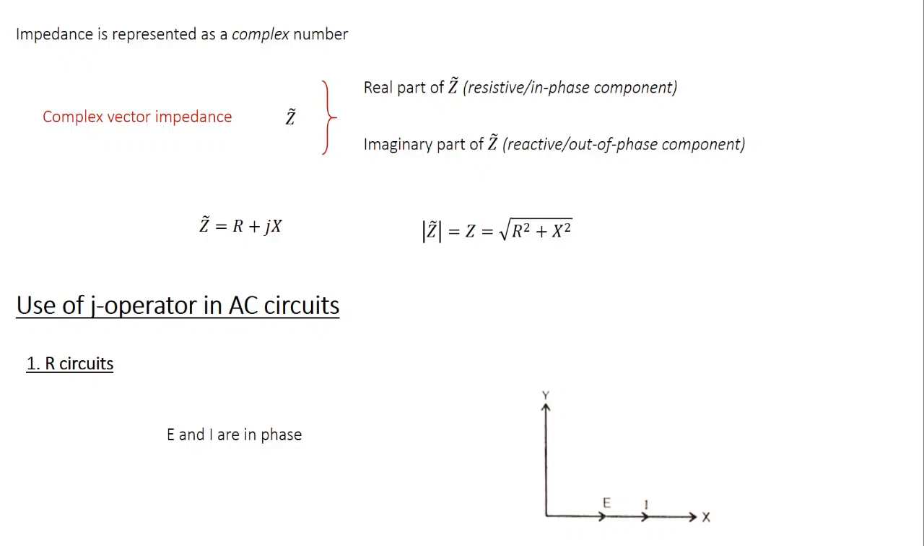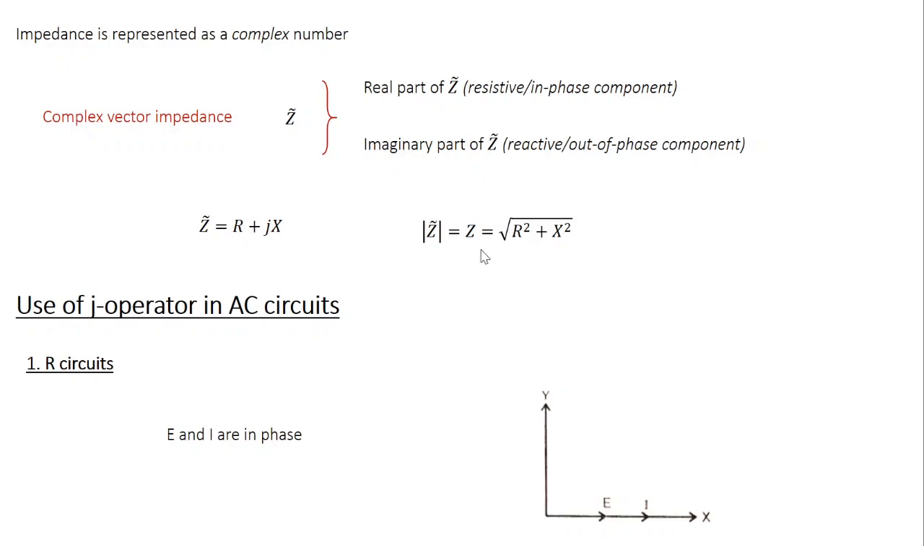And the complex number has two components. One is the real part, which is given by the ohmic resistance. The ohmic resistance is also known as the in-phase component because across an ohmic resistance, current and voltage are both in phase. And the imaginary part of the complex vector impedance is given by the reactance, which is also known as the out-of-phase component. So in general, I can write complex Z equal to R plus jX, where R is the resistive in-phase component and X is the reactive out-of-phase component.